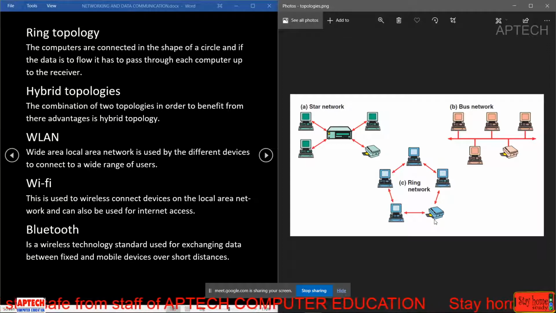So there's also what they call a hybrid. A hybrid is a combination of two or more topologies in order to benefit from their advantages. So what I've just explained is hybrid, where I say that most of the times you find that in a network, they're not using just one single topology.